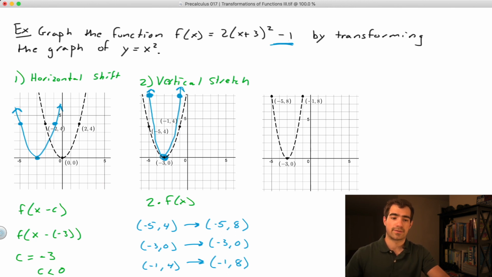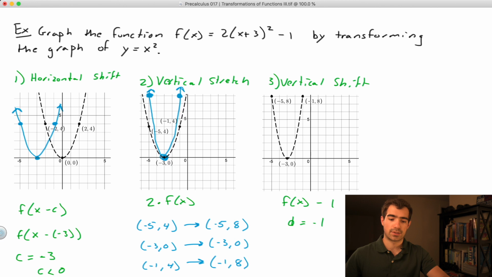Right, we don't have any reflections here. This is positive after all, so we can skip that step and move just to our vertical shift, which will be our last in this case. And so shifting this one here, we can see that our value for d is going to be negative 1, right? In this case, we have our previous function, minus 1. And so d is equal to negative 1, which is less than 0. So that's going to tell us that we're going to shift down.